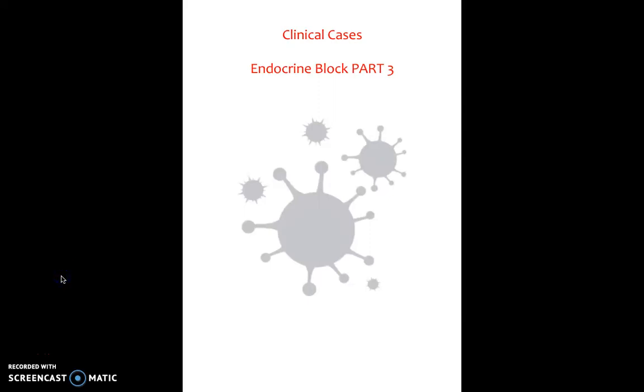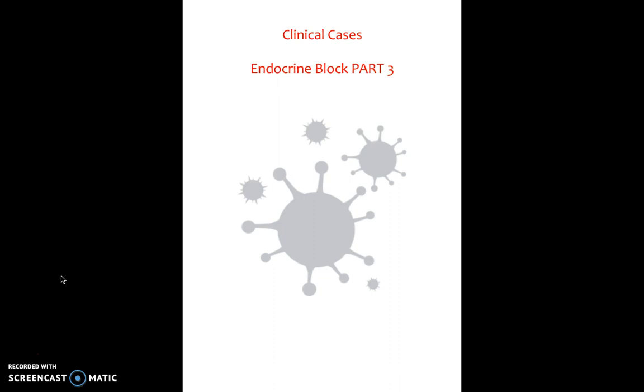Hello and welcome to part 3 of clinical cases for the endocrine block. Today we're going to be taking a look at some more of the syndromes that are associated with the endocrine system, and these include Conn's, congenital adrenal hyperplasia, abnormalities of the thyroid gland including hypo and hyperthyroidism, as well as Graves and Goiter. We're also going to look at Pheochromocytomas and what they are, as well as Paragangliomas.